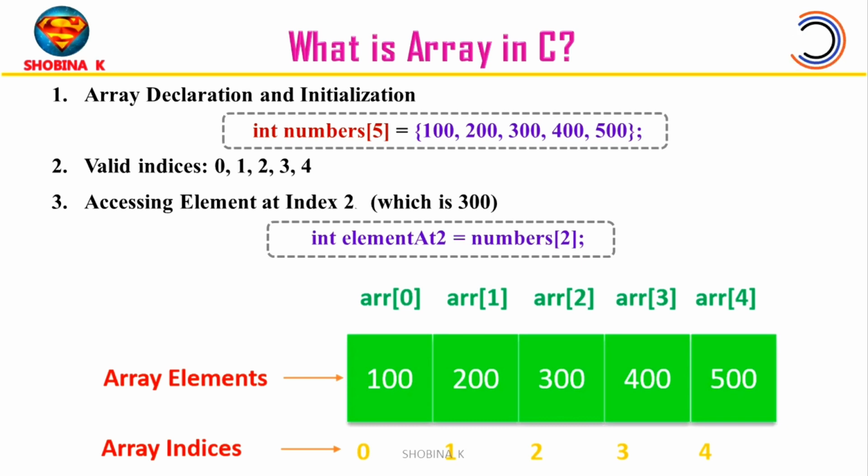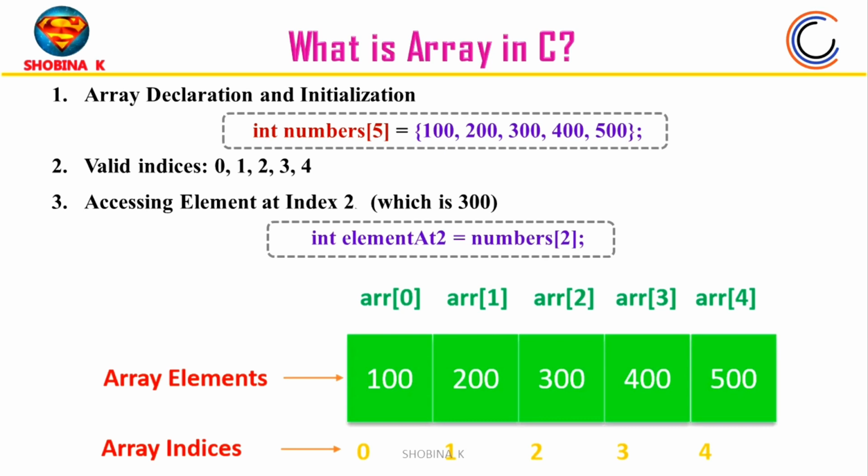Now let's break down the code snippet. First, array declaration and initialization. int numbers[5]: this part declares an integer array named numbers with a size of 5. The array is capable of holding 5 integer values. The values within the curly brackets, that is 100, 200, 300, 400, 500, initialize the array with the specified values.